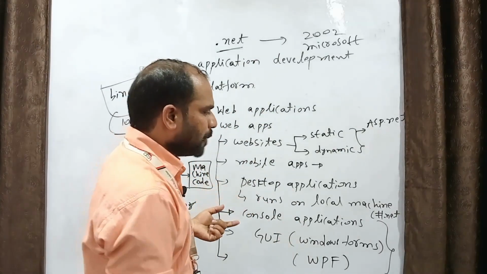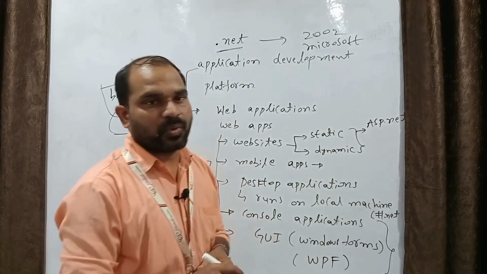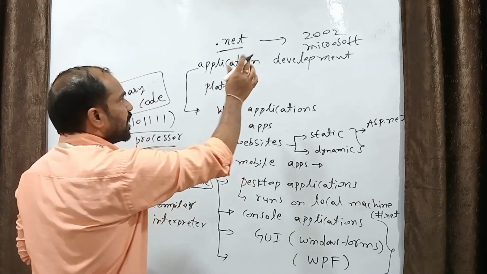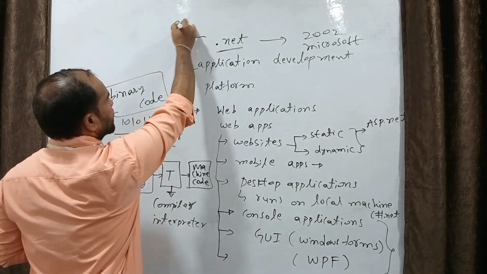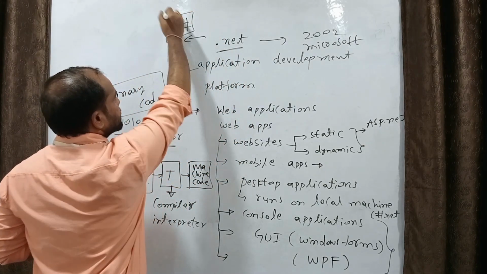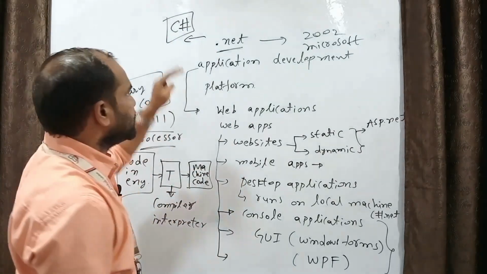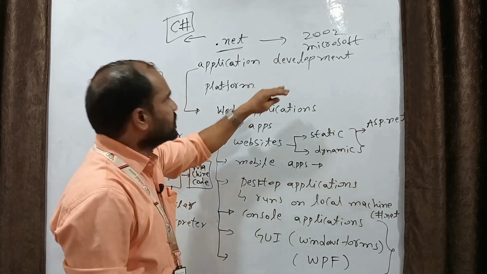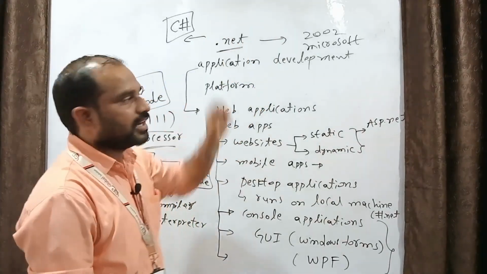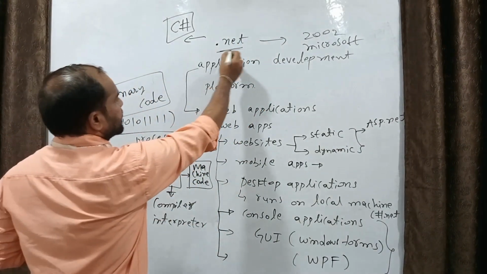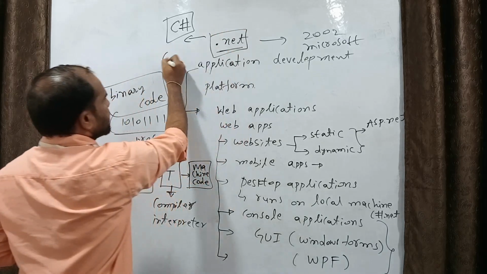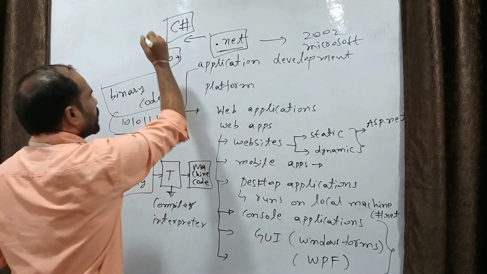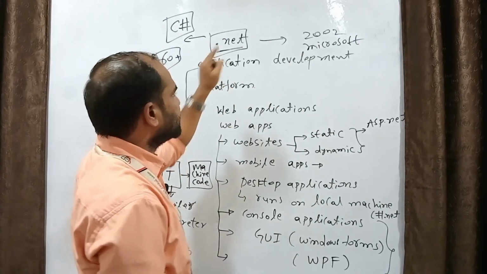If you want to build any application, you compulsorily need to use one programming language. So along with .NET, Microsoft released a programming language, which is C#. C# is developed by Microsoft and is used along with .NET. Not only this, .NET supports many programming languages, around 60 plus.